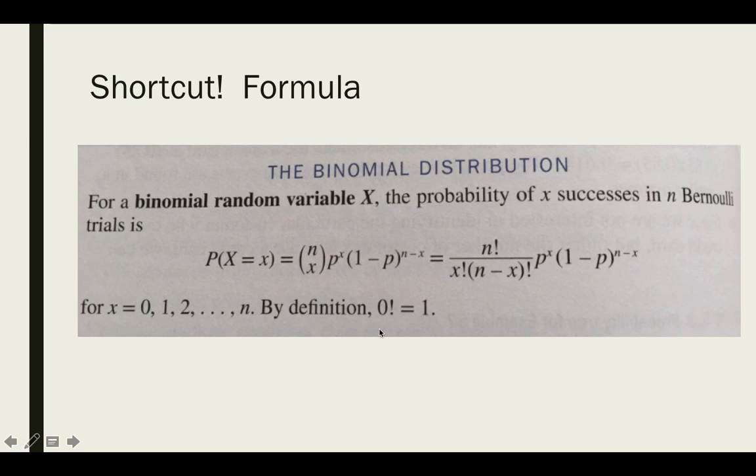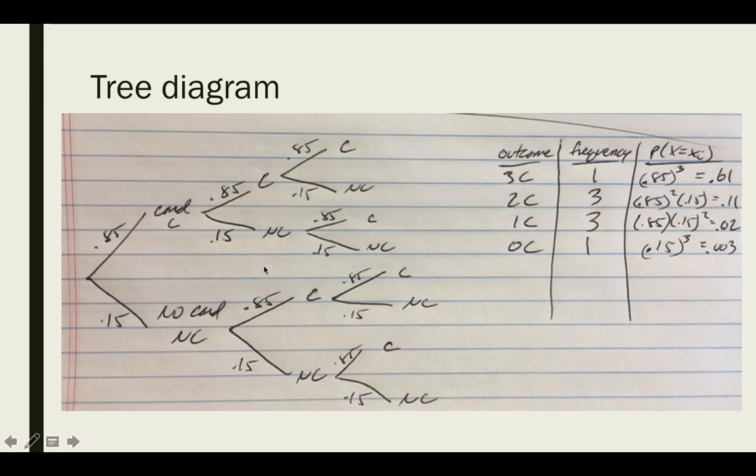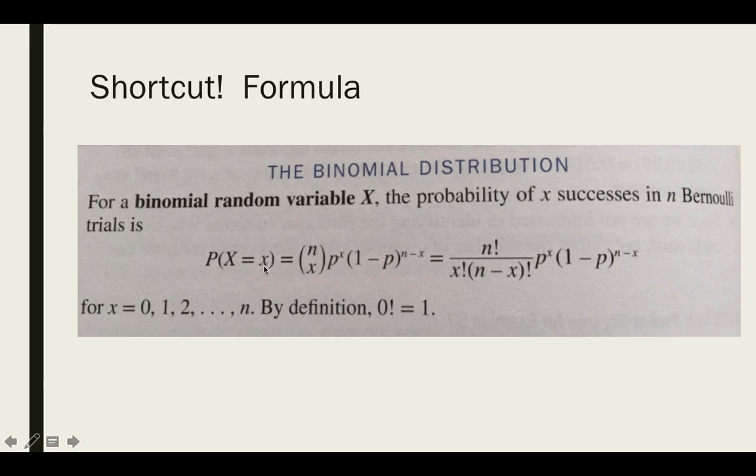An important thing to note here is that if I'm ever going to have a 0 factorial, that's just equal to 1. So these x values are going to change based on the number of successes that we have. And this seems rather overwhelming, but it's actually doing exactly what we just did with our tree diagram. So let's show a specific example.